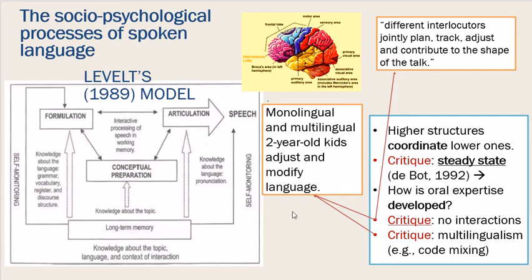Now there are some critiques for this model. One of them is that the model assumes that speaking is a steady state. I mean, those people who speak, who articulate, whether in the first language or second language, are always in a steady state. In other words, it doesn't show much about the development of our speaking ability over time.